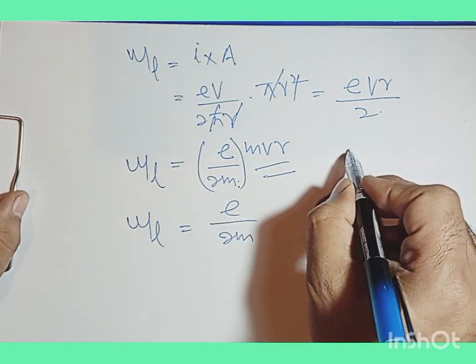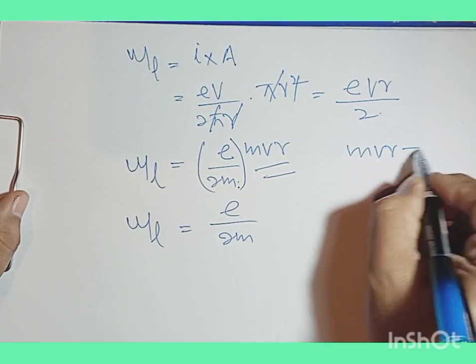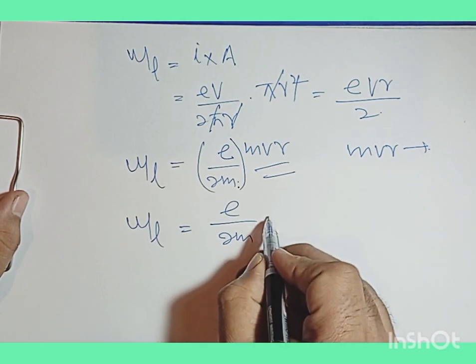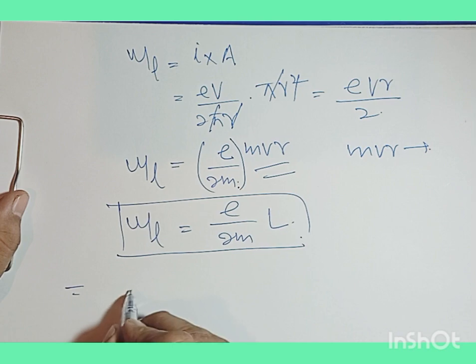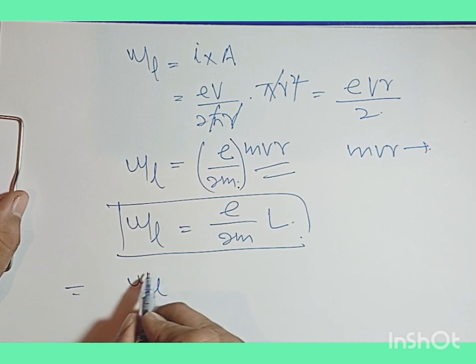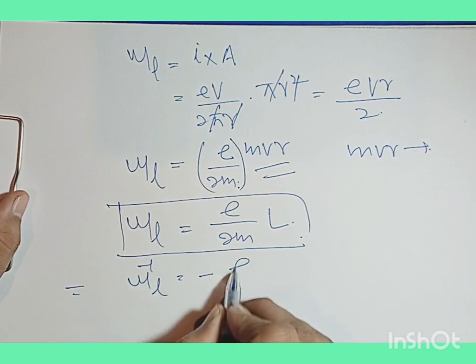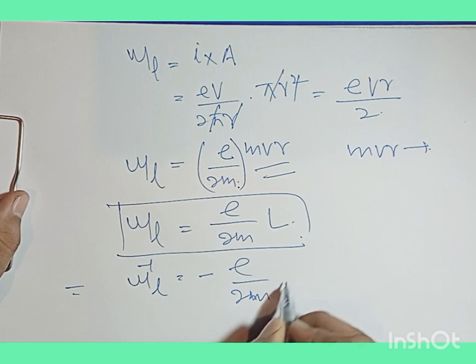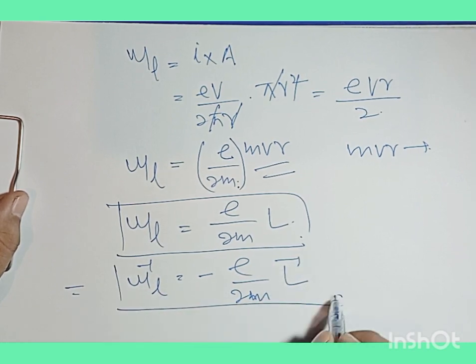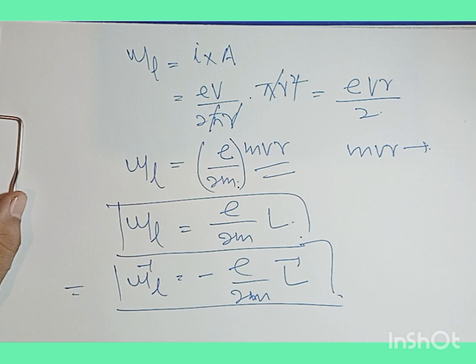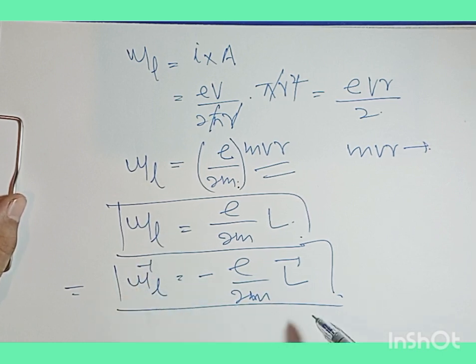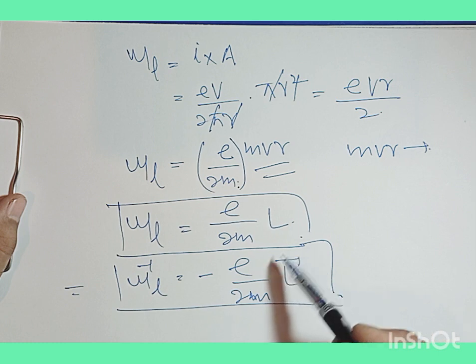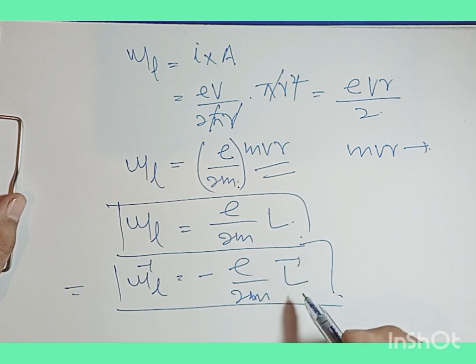So this mu L is e by 2m times m v r, and this m v r is nothing but the orbital angular momentum, so I'll be using here L. If I write down this equation in vector form, this will be mu L is minus e by 2m L vector. And what's evident from this equation is that this orbital magnetic moment of the electron is in opposite direction to the angular momentum of this electron.